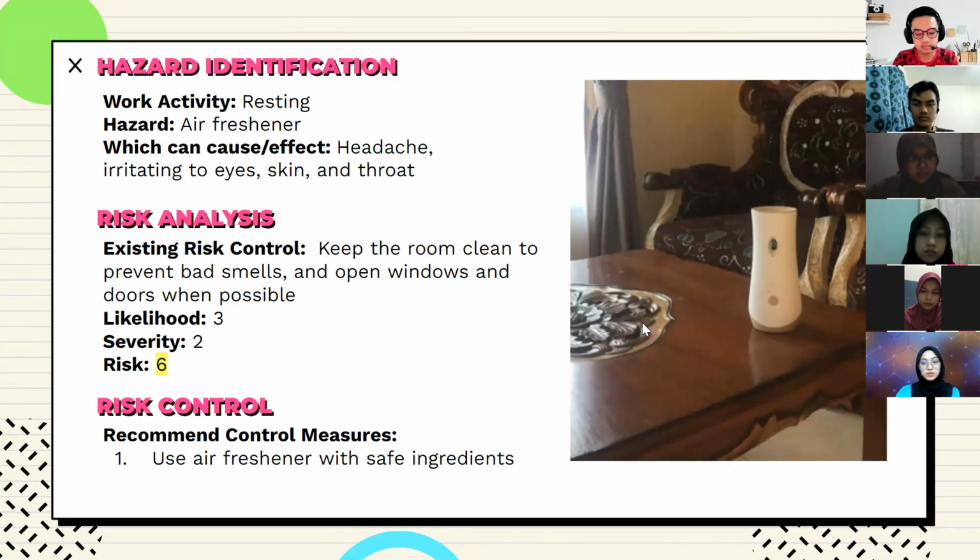And the third work activity is resting in the living room, and the hazard is air freshener, whose toxic ingredients can cause headache, and irritation to the eyes, skin, and throat. The existing risk control is to keep the room clean to prevent bad smells and open windows and doors when possible. The likelihood is 3, severity 2, so the risk is 6. The recommended control measure is to use air freshener with safe ingredients.